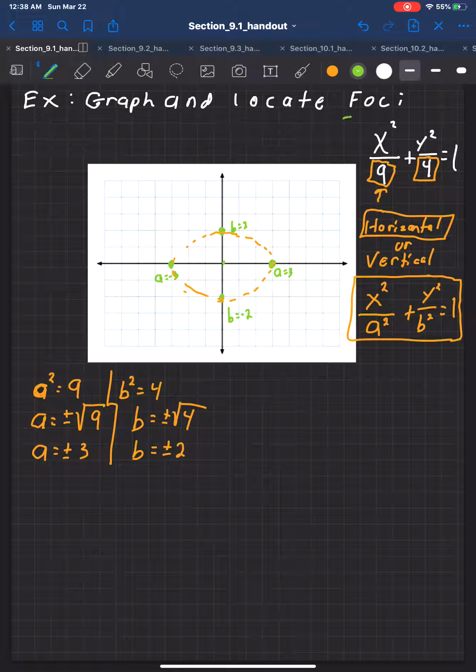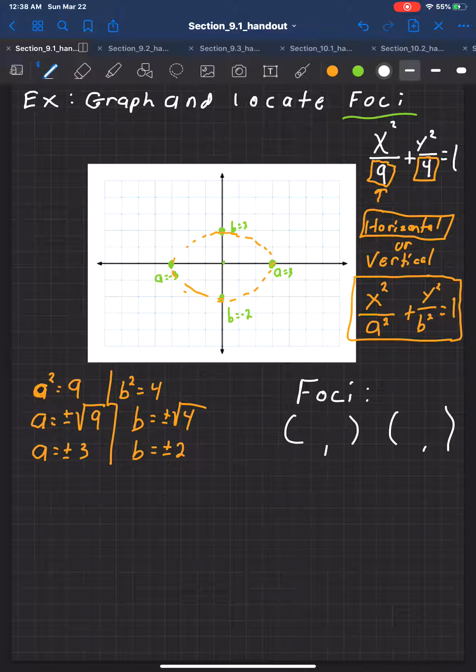But we still haven't answered the question as to what are the focal points, right? Foci, the plural, the focal points. Well, obviously there should be 2 focal points, correct? That's what we're looking for right now.